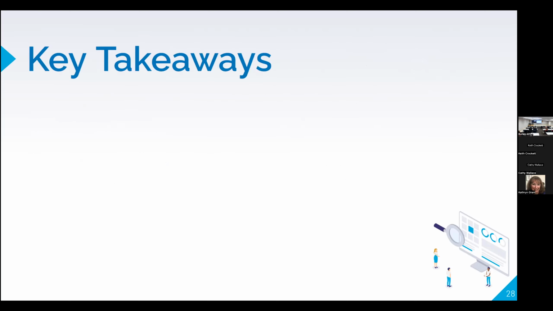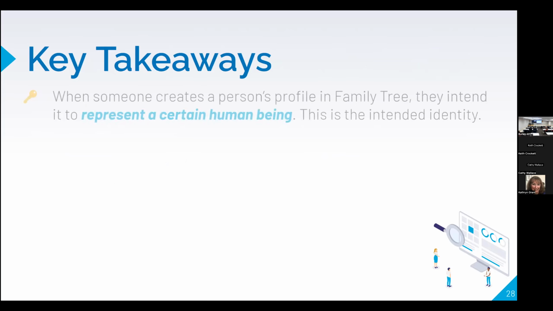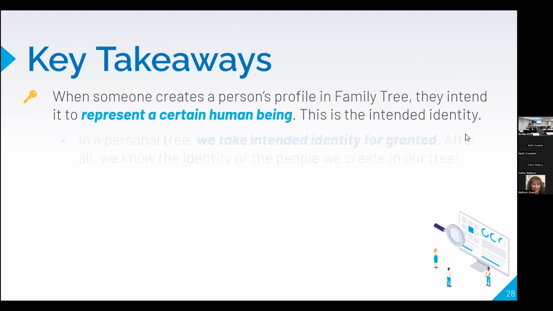So, wow, it's only 11:24, and this actually brings us to the wrap up. So we've got about 5 more minutes, and then we can take any questions that you have. But I wanted to just do a summary in terms of key takeaways from the class today. When someone creates a person's profile in Family Tree, they intend it to represent a certain human being. Very simply, that's the intended identity.